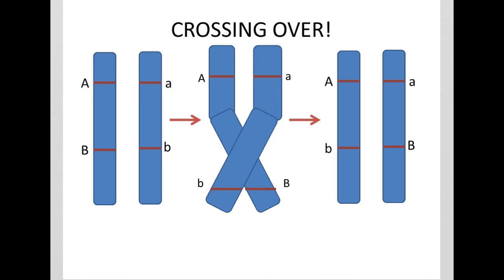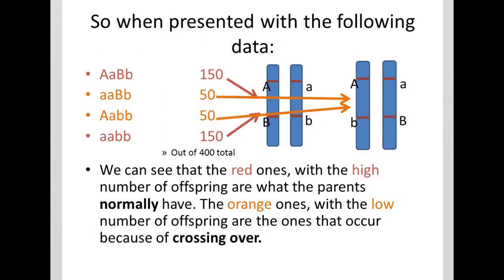Crossing over happened. You might remember that crossing over occurs during prophase 1 of meiosis. So we have our linked chromosomes. They happen to cross over, and then we get sort of a separate scenario. Again, the genes are linked, but they're now linked in a different combination.